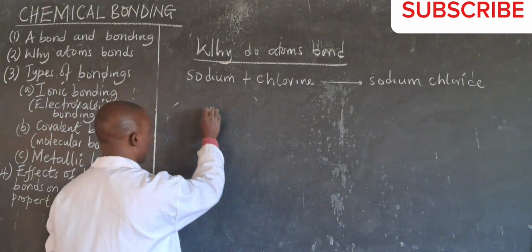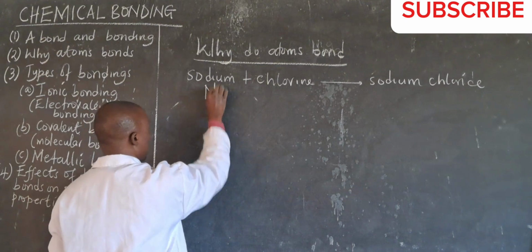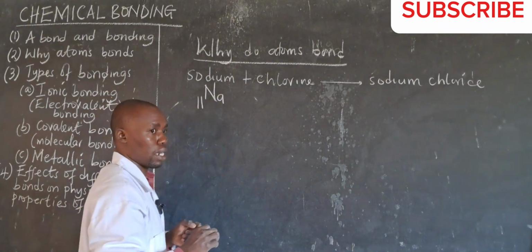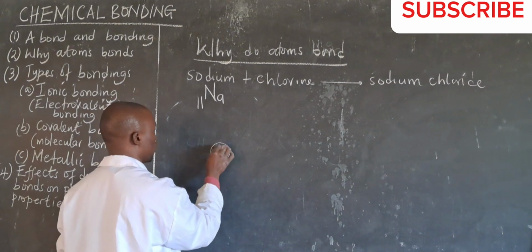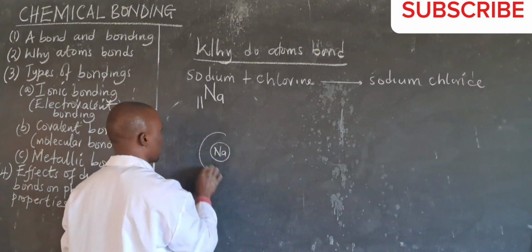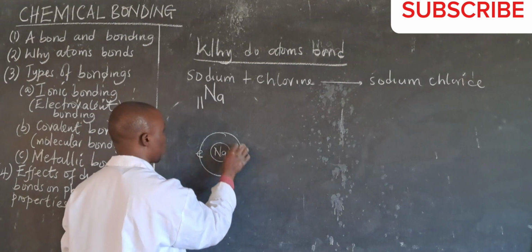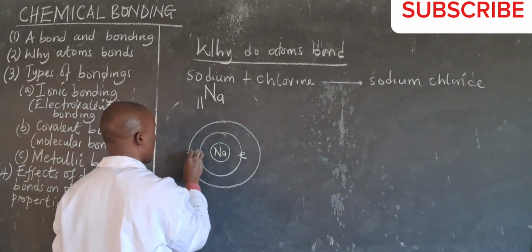So let's look at the electronic structure of sodium. Sodium here has atomic number 11. So it will have the electronic structure like this. First shell has 2 electrons. Second shell has 8.